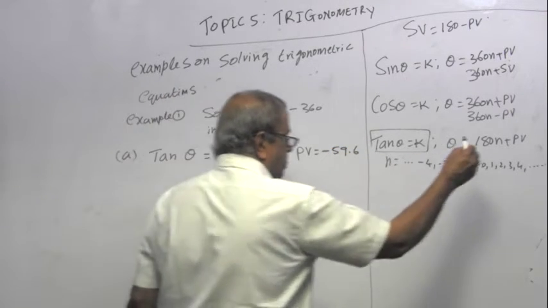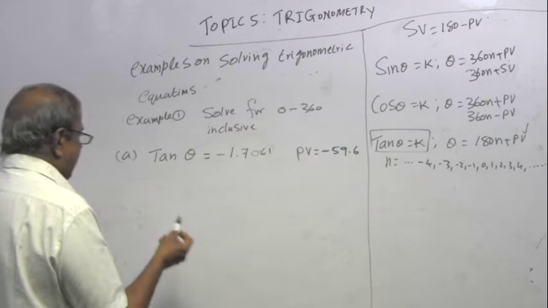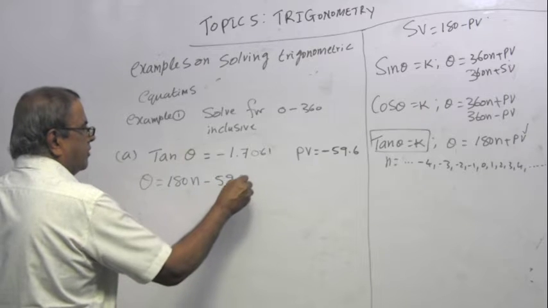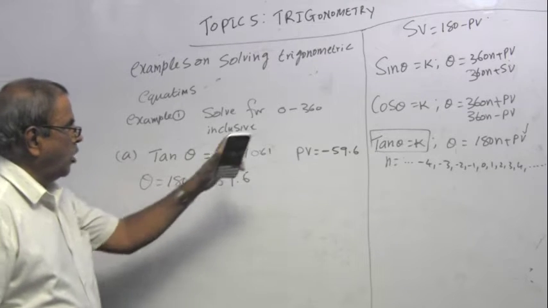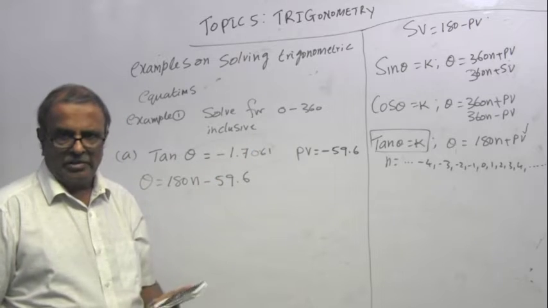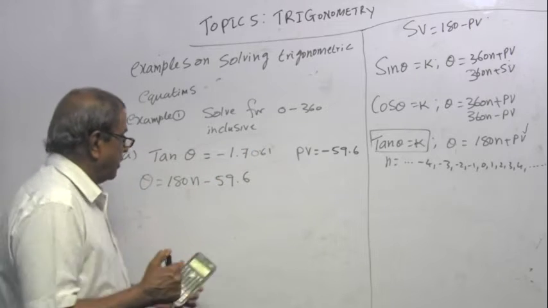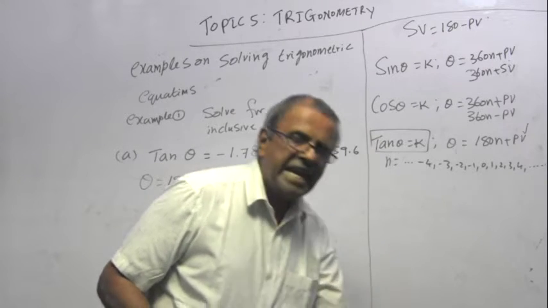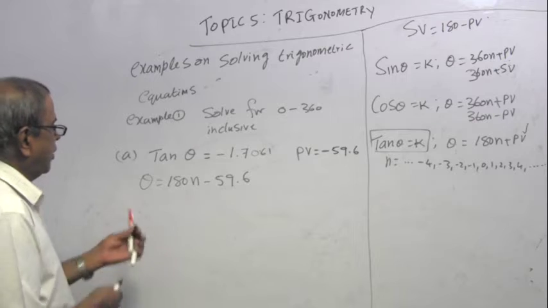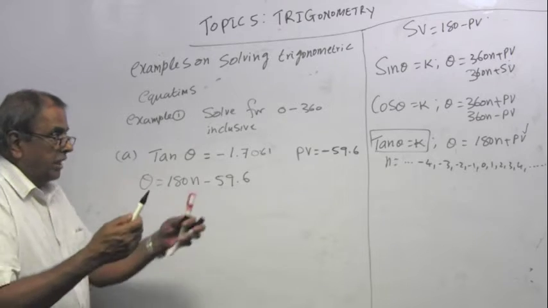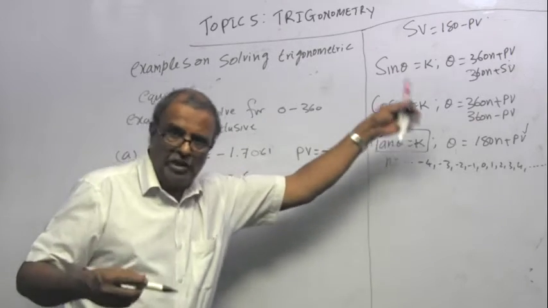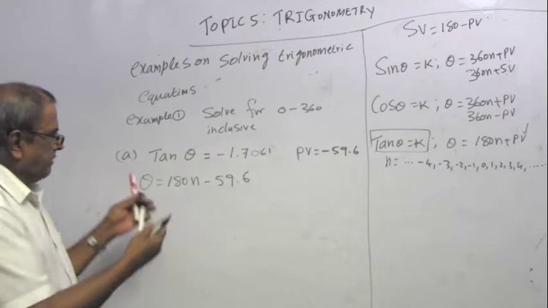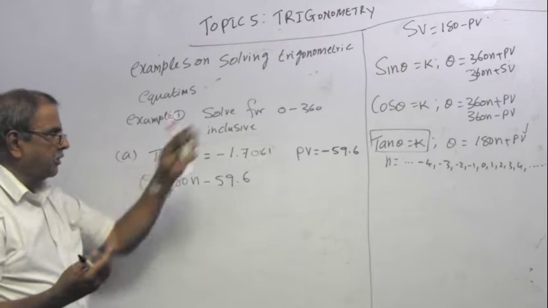So the first job is find the PV. Then write the general formula. Theta equal to 180n minus 59.6. I want from 0 to 360, correct? So therefore, when you put values of n, you only consider those values that fall between 0 and 360. So n can be minus 4, minus 3, minus 2, minus 1, 0, 1, 2, 3, 4. If I put n as 0, it's going to be negative, of no use. If I put n as negative, the values are going to be negative, I don't need it.